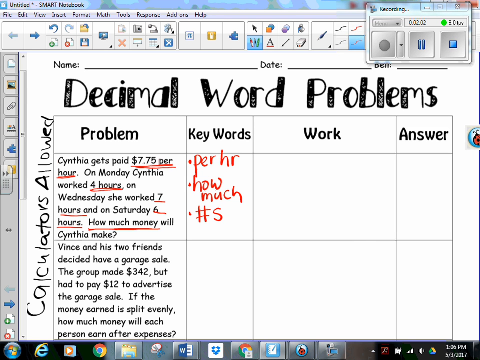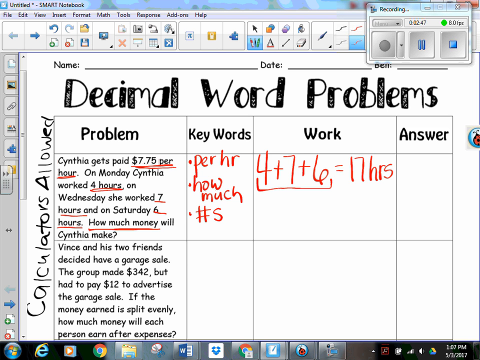Okay, so now let's figure out what we need to do in order to solve this problem. She makes $7.75 an hour and she worked a certain amount of hours. So the first thing we're probably going to want to do is know how many hours she worked altogether. To do that, we're going to add all of those hours. So let's write 4 plus 7 hours plus 6 hours. If you needed your calculator, you could use it for that, but I do need to see that you are adding these 3 numbers. When you add 4 plus 7 plus 6, it gives you 17. So that's the total amount of hours that Cynthia worked. That doesn't tell us how much money she made.